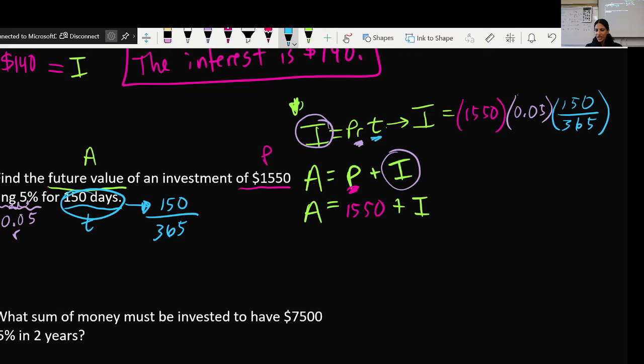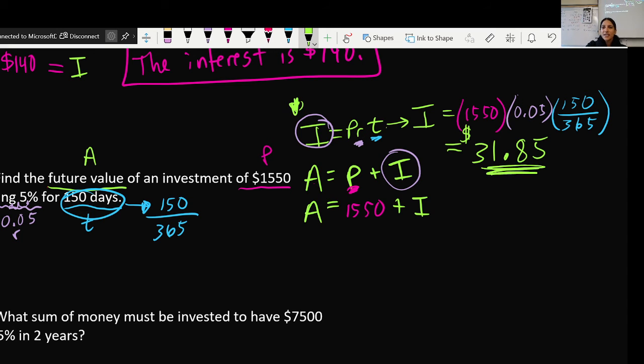So let's punch that into our calculator. We could do 150 divided by 365. I'm going to take that number and multiply it by 0.05. And then I'm going to take that and multiply it by 1550. And I'm going to approximate what I get here. I get that my I value after doing all of this would be around 31.85, because we're dealing with money. So that's why I've chosen to round it to 2 decimal places. Is that making sense so far?